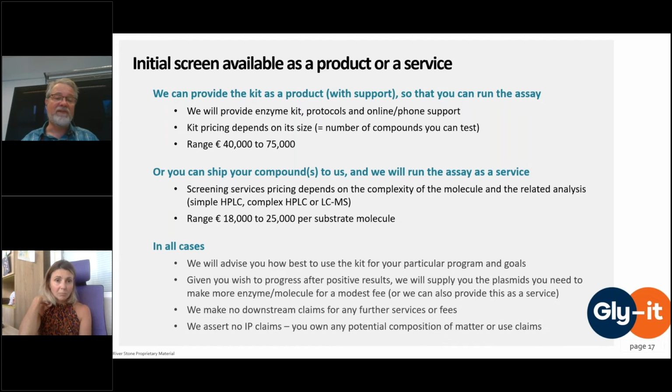In all cases, we will advise how best to use the kit for your particular program goal. We will also advise against a particular substrate if we think it is really not very likely that it will work.